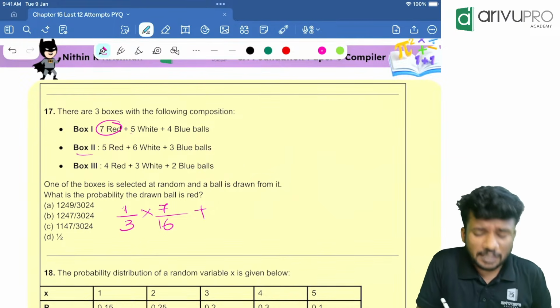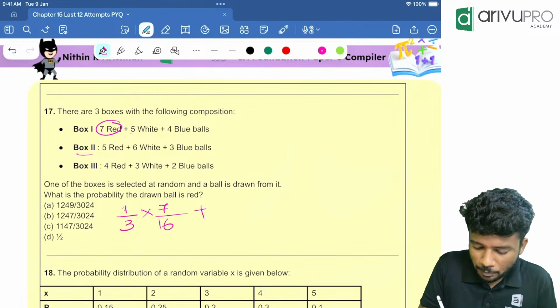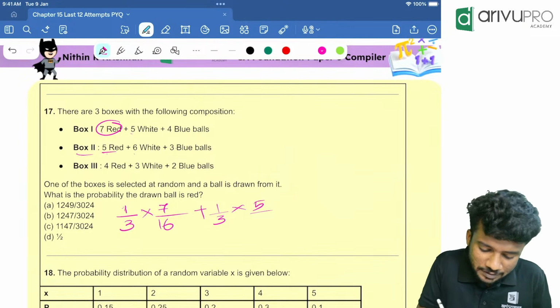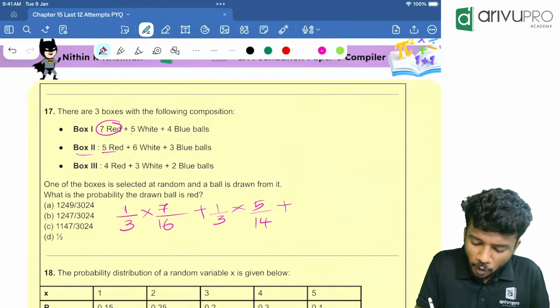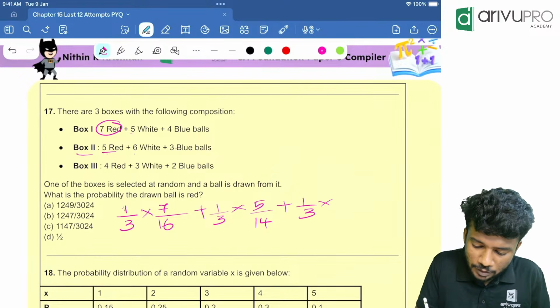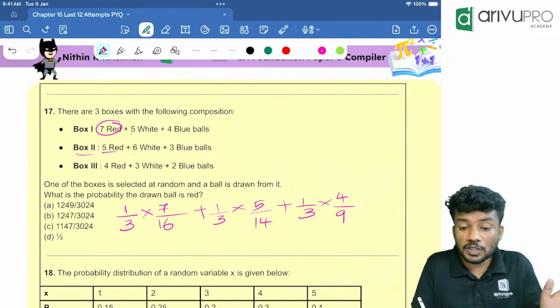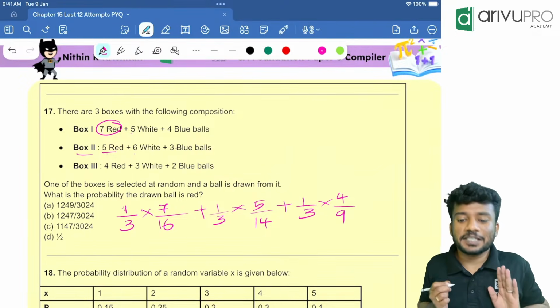Now we are choosing case 2, that is box 2. What is the probability of choosing box 2? 1 by 3 into the probability of choosing a red ball, 5 divided by 5 plus 6 plus 3, which is 14, plus box 3, that is 1 by 3 into 4 divided by 9. Okay, so this is the entire thing. Now you need to take your calculator and find the answer.